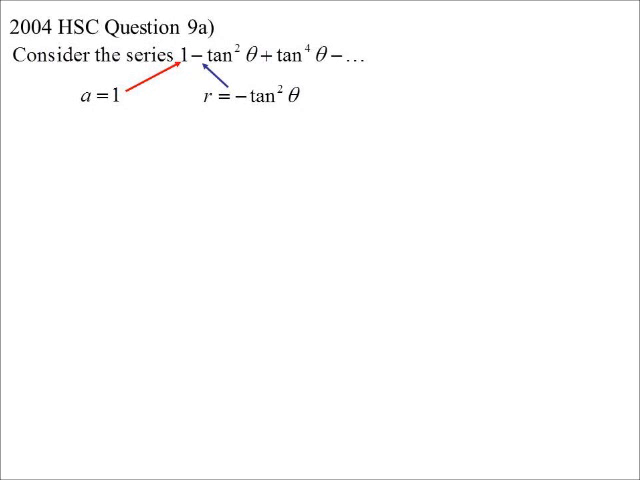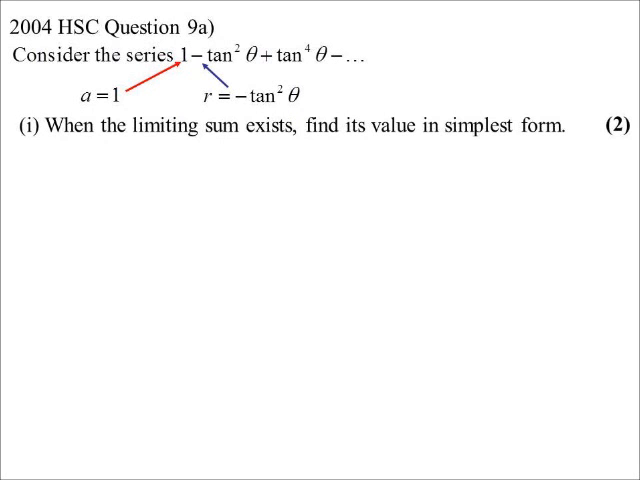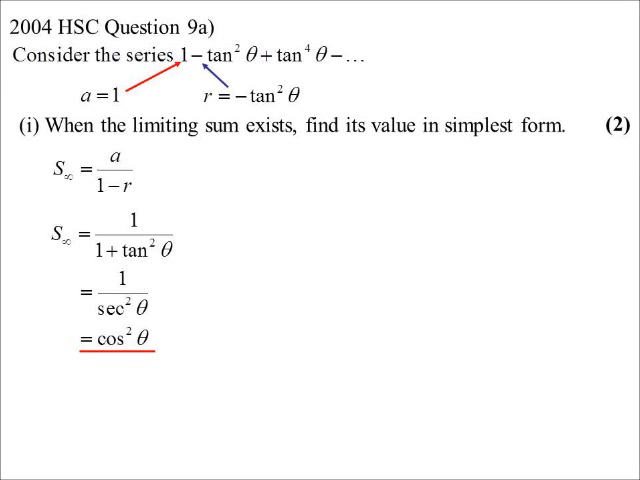So sometimes it will exist, sometimes it won't. It all depends on the value of theta, of course. Some values of theta will make that in between minus 1 and 1. Some values of theta will make it greater than. So we're saying, okay, when it exists, what will the sum to infinity be? So A on 1 minus r, we get A, which is 1, on 1 minus minus tan squared, 1 plus tan squared. They want it in the simplest form, of course. 1 plus tan squared is? Oh, there you go. That's it. 1 over sec squared, which becomes cos squared.